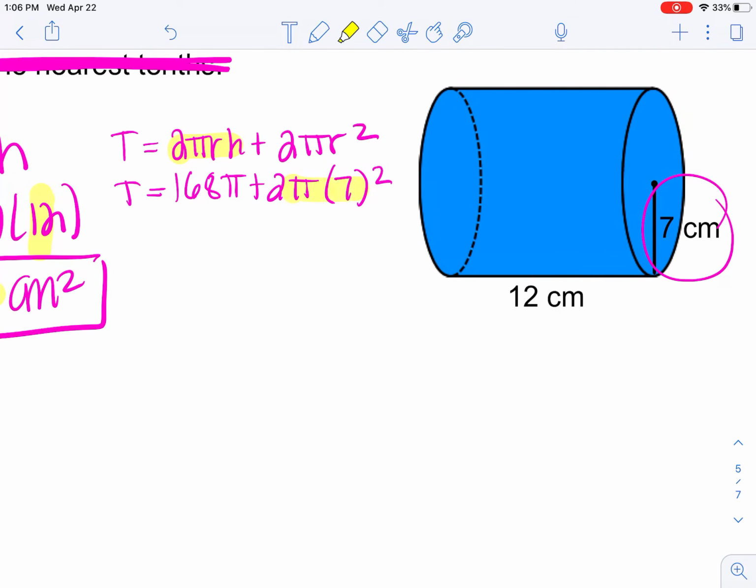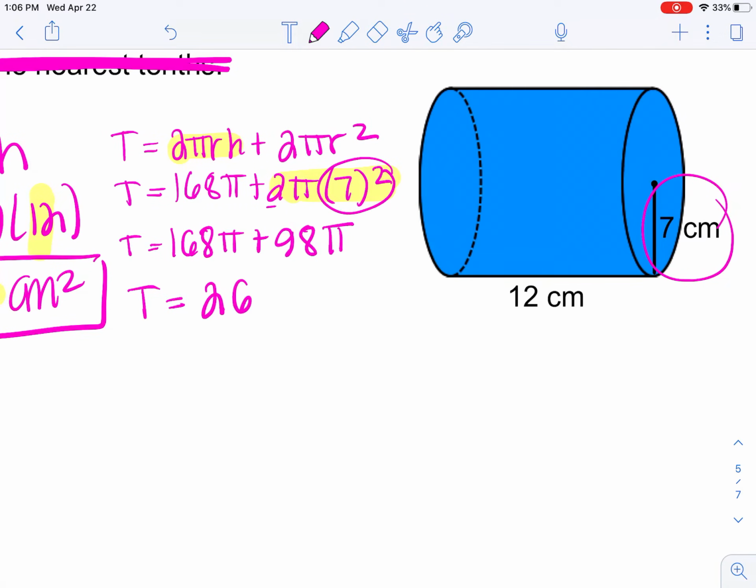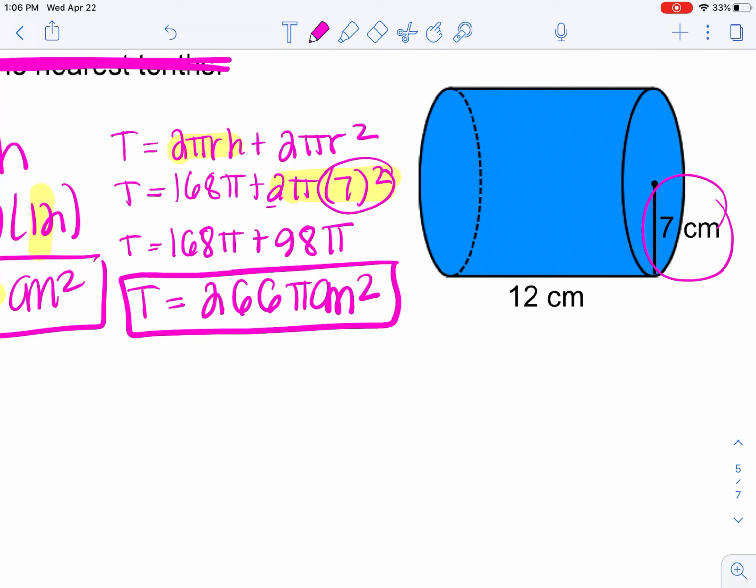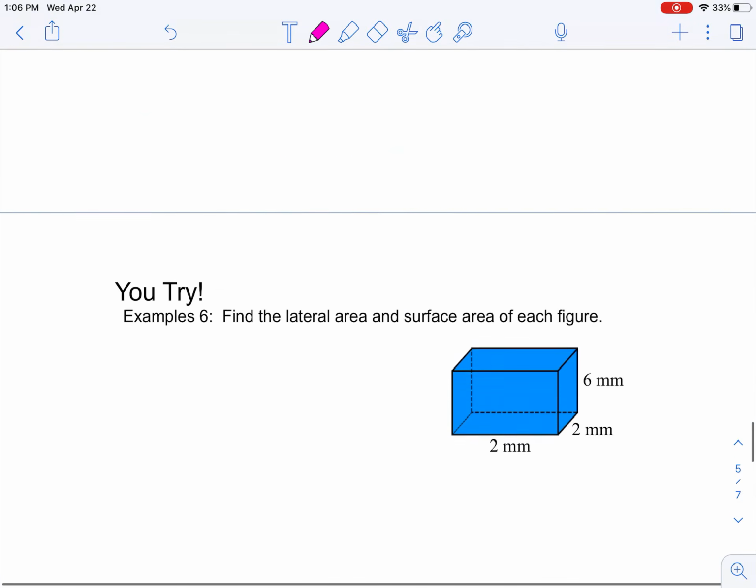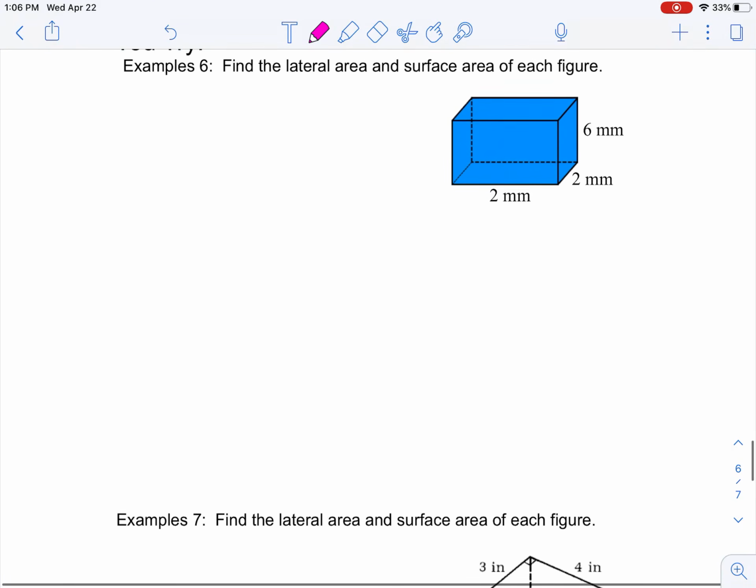All right, so remember, you're going to find out what this is next so that you can combine like terms because they both have pi in it. So 168 pi plus 7 squared is 49. 49 times 2 is 98. And then combine those, and that is 266 pi centimeters squared. There's my two exact answers. If I wanted to round to the nearest tenth, I just put it in my calculator.